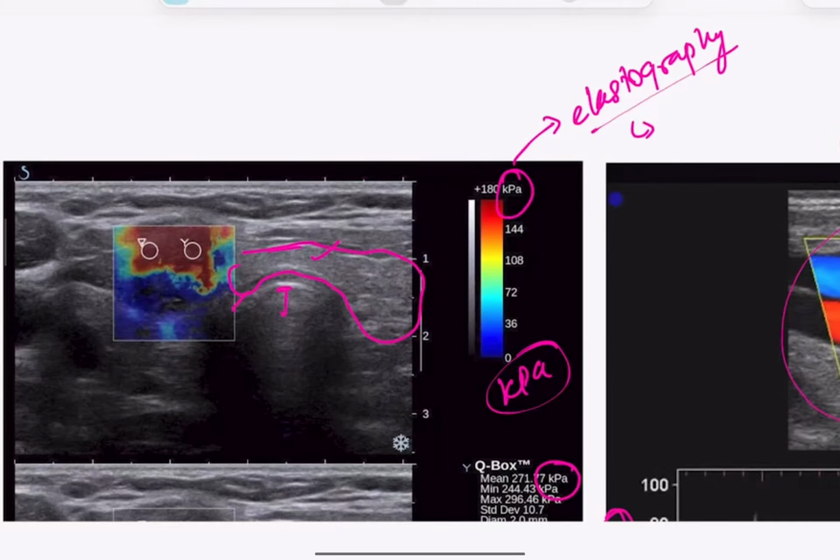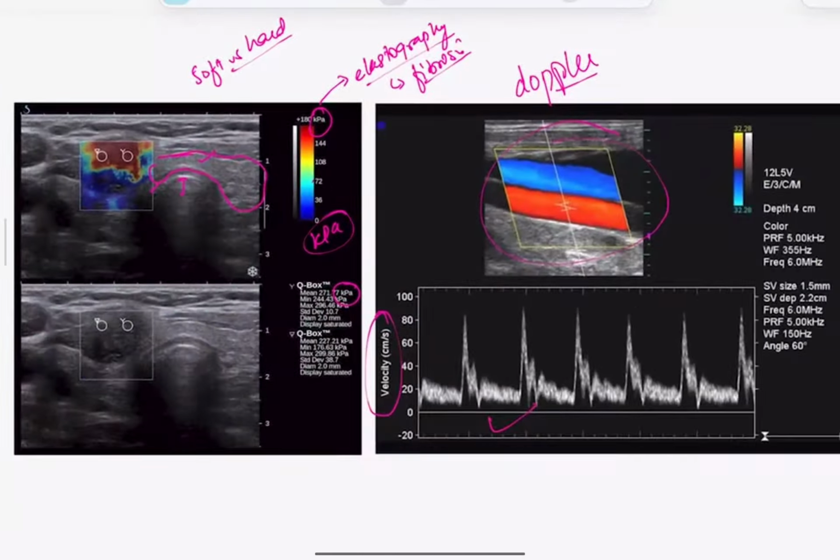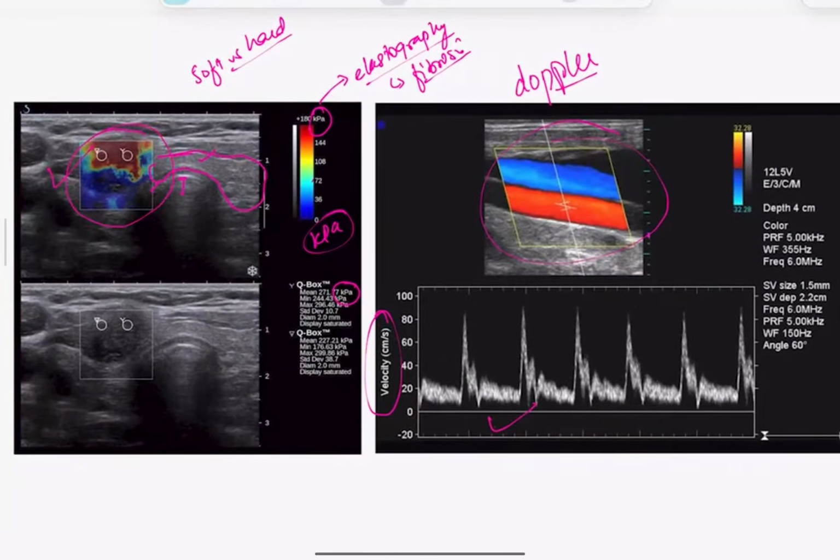As it tells you about the elasticity, the loss of elasticity, that is fibrosis in a lesion, fibrosis in the tissue organ, whether the pathology is soft or hard, that can be seen on elastography. So we press that lesion, that pathological area with the ultrasound probe, and you get to know whether it is soft or hard based on the color coding. So remember, when you see color coded ultrasound image with kilopascals unit, it is elastography.